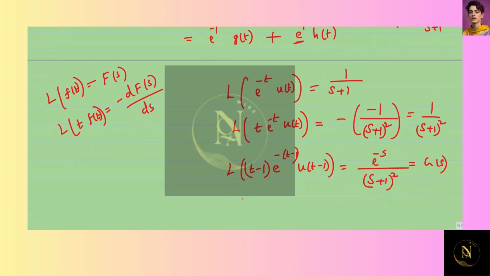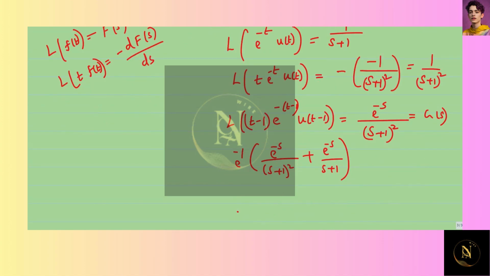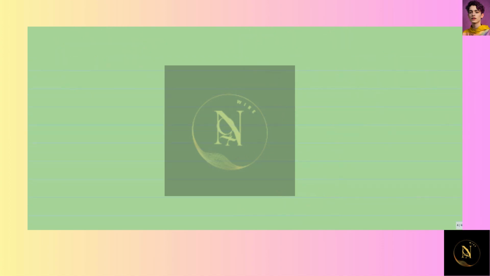So the final answer is e power minus 1 into G of s plus H of s. So G of s is e power minus s by s plus 1 whole square, and H of s is e power minus s by s plus 1. So basically for part B, the final answer is e power minus of s plus 1 into s plus 2 divided by s plus 1 the whole square. So this will be the answer.